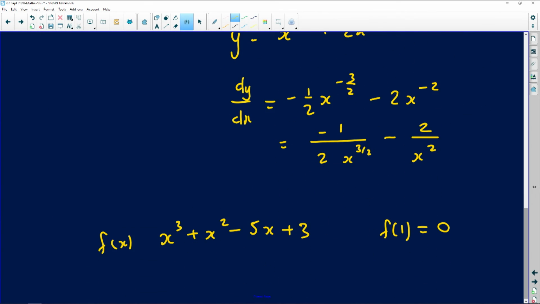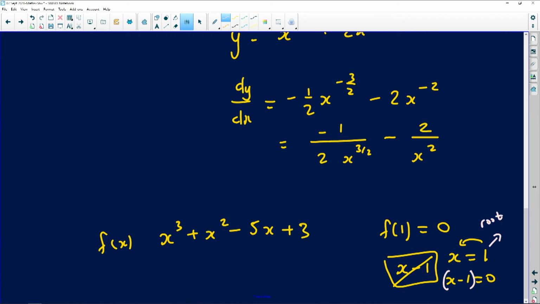So if f of 1 is 0, it means when x is 1, we're actually going to get an answer of 0. That means in this case, one of our factors is simply going to be x minus 1. Please keep that in mind. Why? Because what f of 1 means is that if I have x and I replace x with 1, when you move this back, it becomes x minus 1 equals 0. That is what you call a factor. So this is a factor, this one is a root. Do not confuse the two. Root and factor.